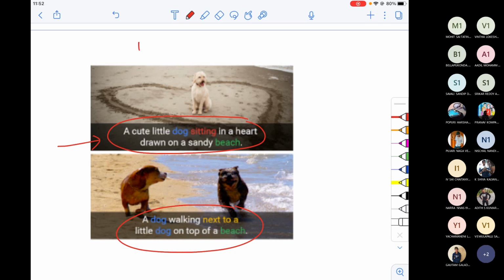This is technically named image captioning. We have image captioning models and video captioning models also. One of my scholars is also working on image captioning and video captioning.